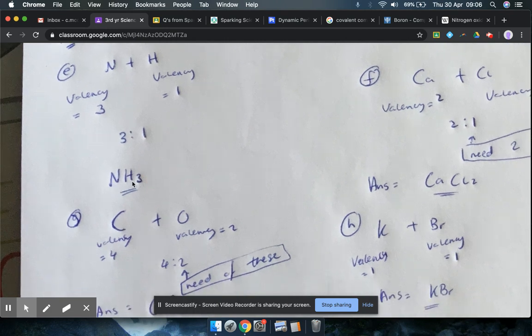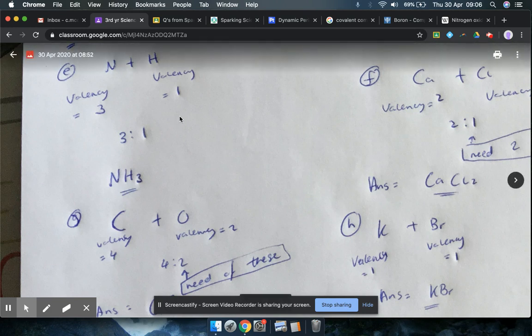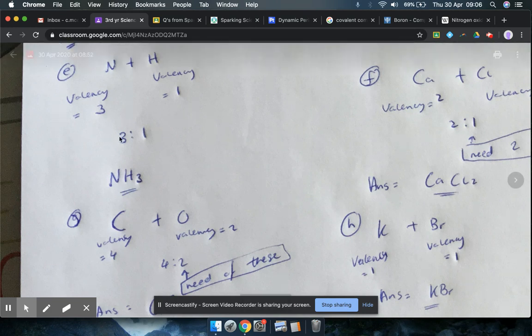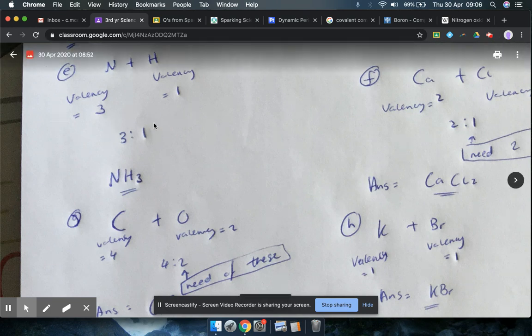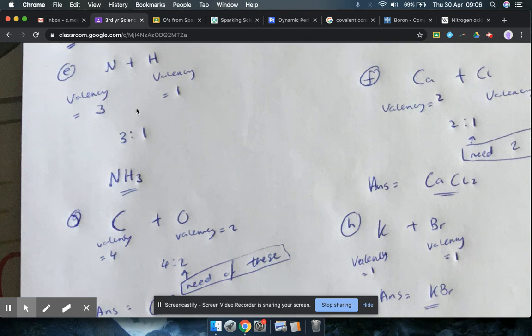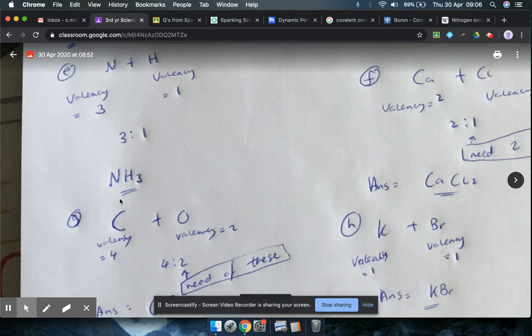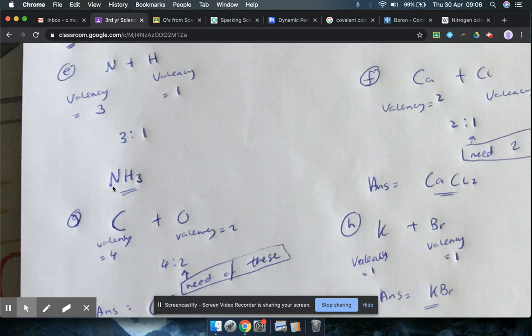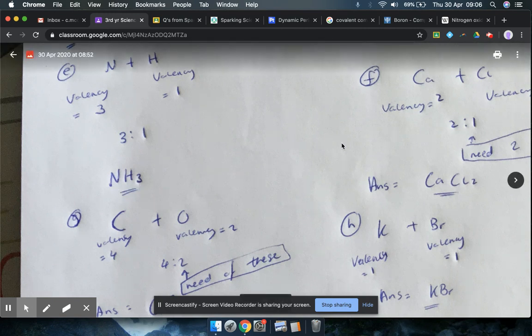Okay, 1 nitrogen is to 3 hydrogen. I hope this is not confusing you. This ratio here is the valency ratio. The valency ratio is how we work out the compound, and then you write down the compound ratio in terms of atoms. So 1 nitrogen is to 3 hydrogen.